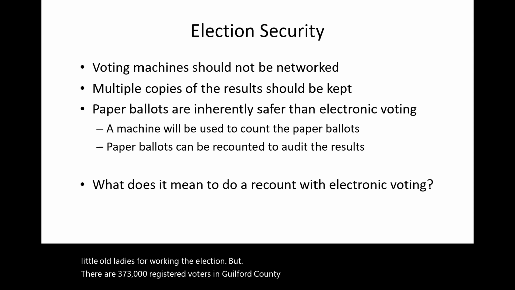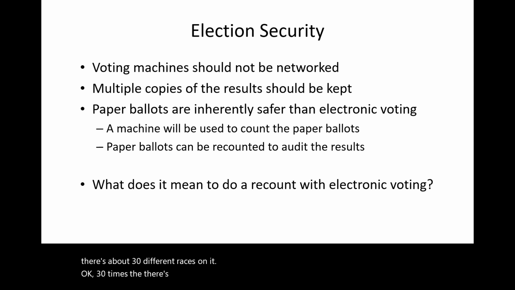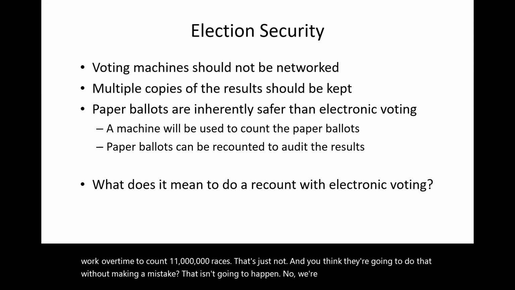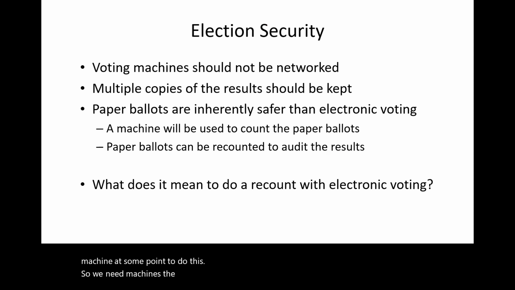When you look at an individual ballot, there's about 30 different races on it. Well, okay, 30 times that, there's over 11 million races. These little old ladies are going to have to work overtime to count 11 million races. And you think they're going to do that without making a mistake? That ain't going to happen. No, we're going to have to rely on some machine at some point to do this. So we need machines. The system is too big to do manual. End of my opinions. So we have to rely on that.